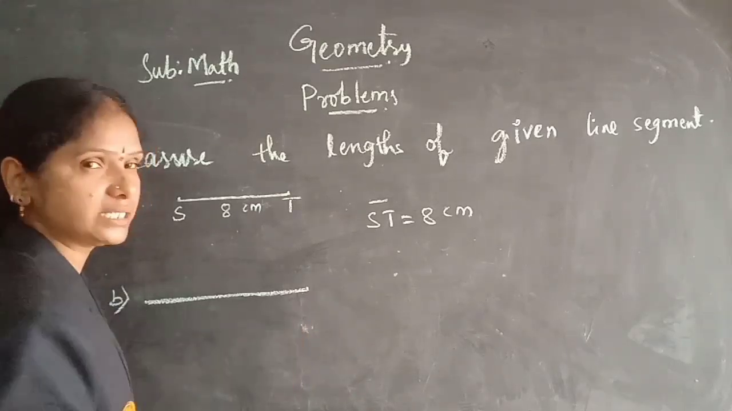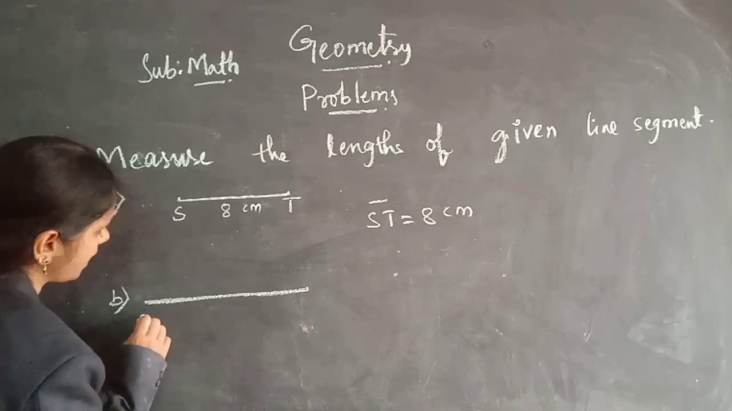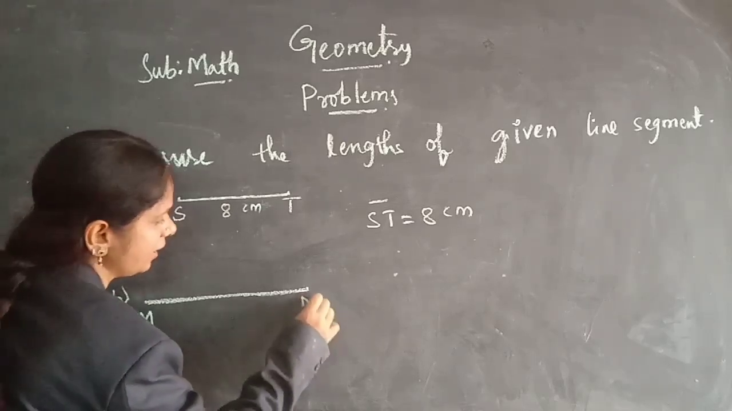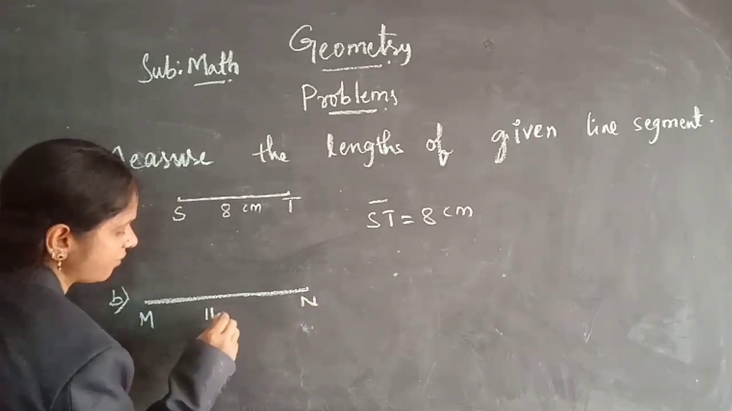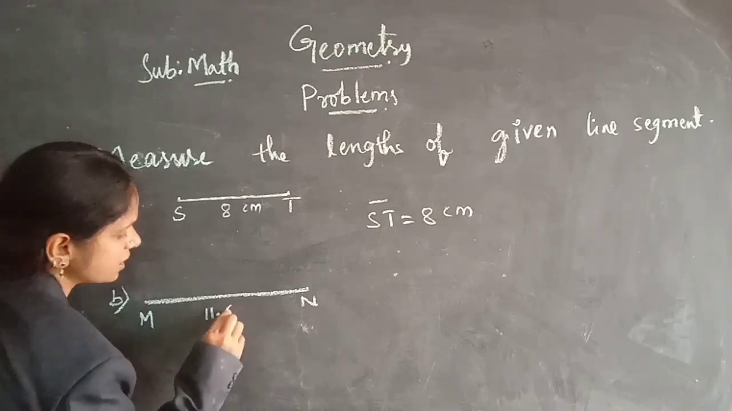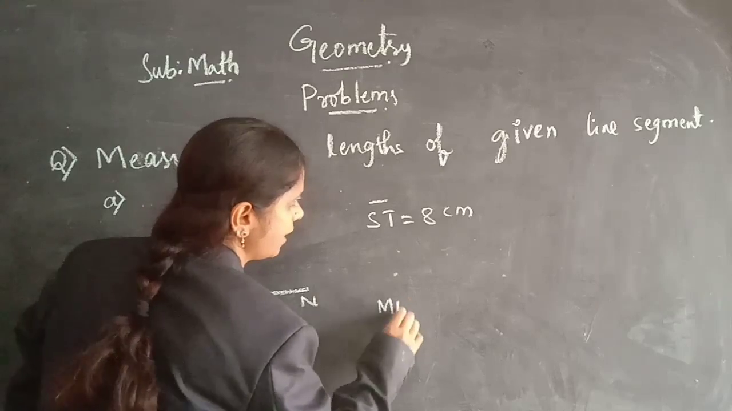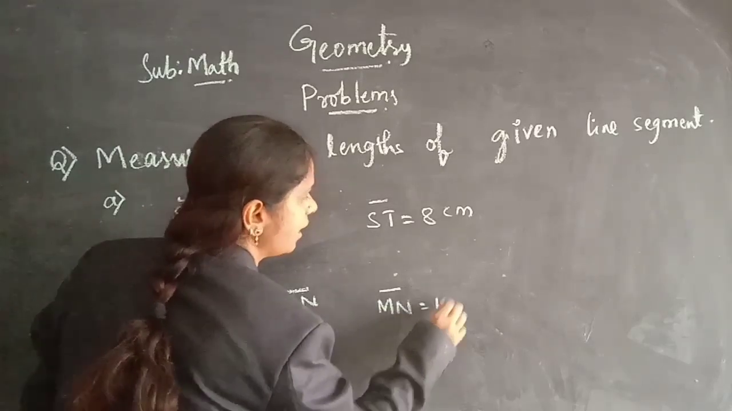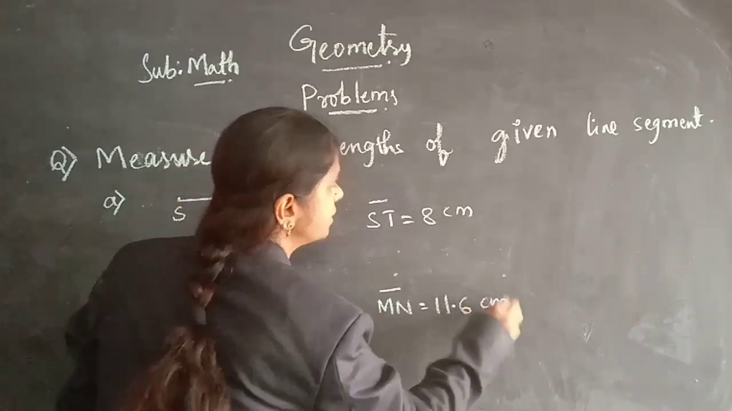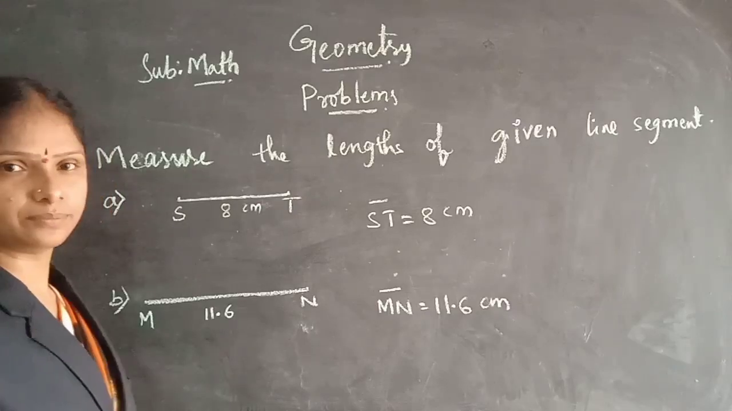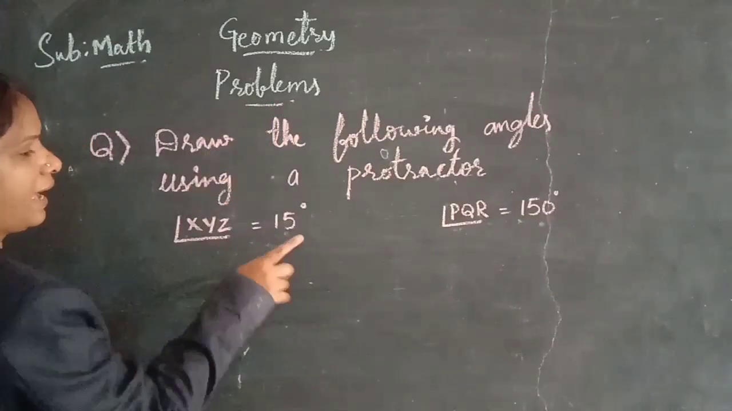So 11.6. This I am taking as MN, and its length is 11 after 6 small lines, nothing but 11.6 centimeters. MN length is 11.6 centimeters.